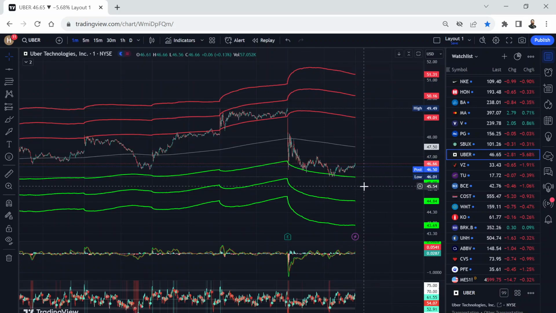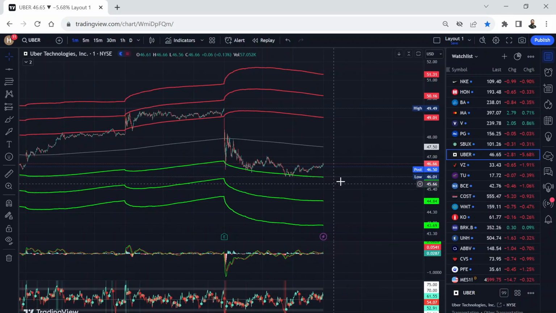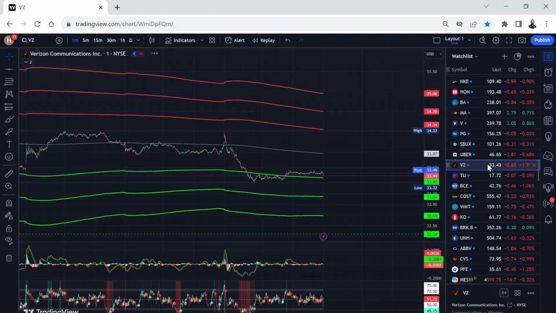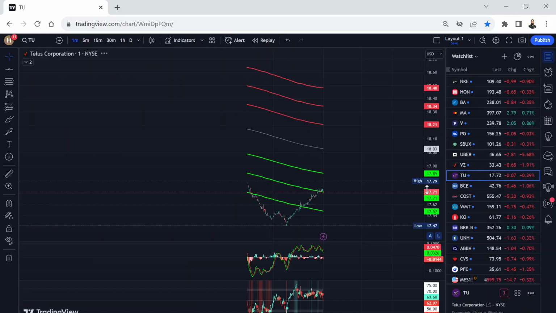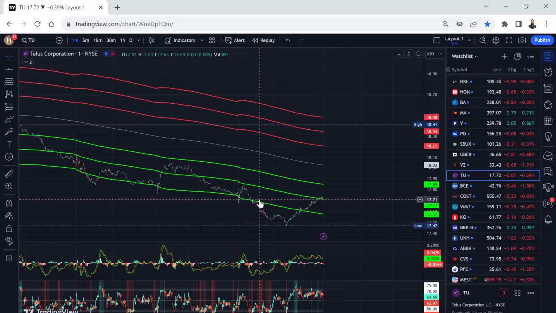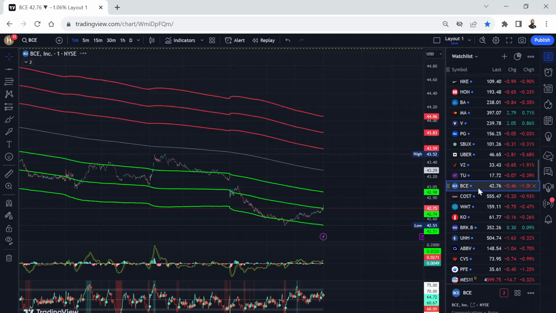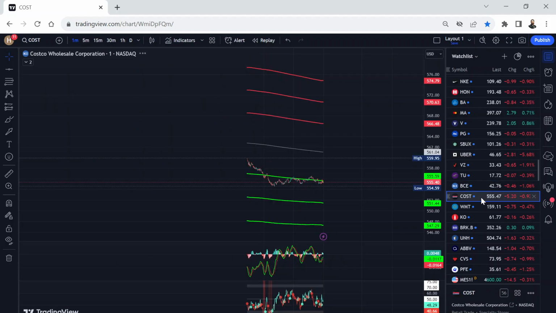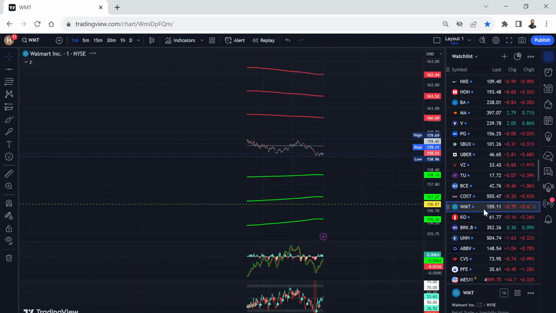Uber down 5.6%. Wait for it to go below 45.99. There are no trades here if you did not buy it. Verizon close to the buy zone. TELUS recovered very nicely after it fell below third standard deviation. Now it's pumping. Still very good time to buy. Bell also good time to buy. Costco, very good time to buy, near buy zone right now.